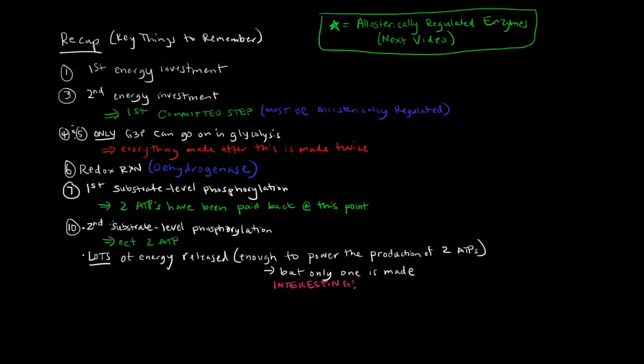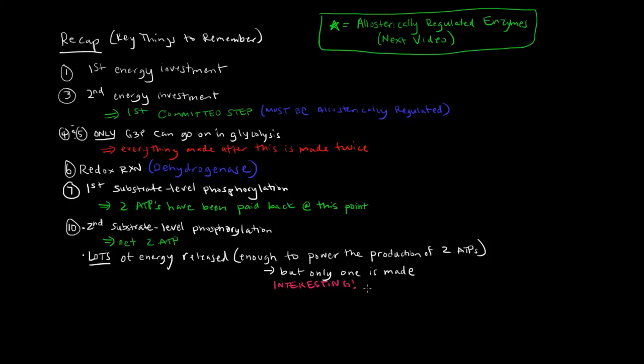And the 10th step is our second substrate level phosphorylation, and that's of course when we net the 2 ATP. So overall we've created 4 ATPs, but we net 2 of them. It's because 2 of them have to pay back our initial debt from these 2 energy investments. In addition, just as a keynote, something I'd like to mention here is that the 10th step, going from phosphoenolpyruvate to pyruvate, there's a lot of energy released. And that energy release powers the production of ATP. But there's enough energy released to power the production of 2 ATPs. But only one is made, which is interesting.